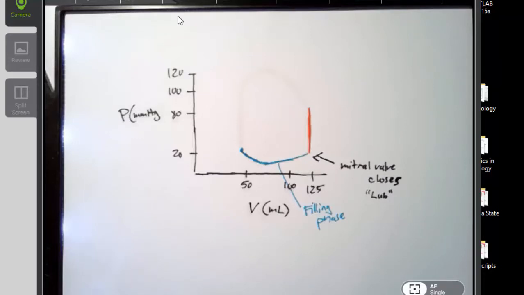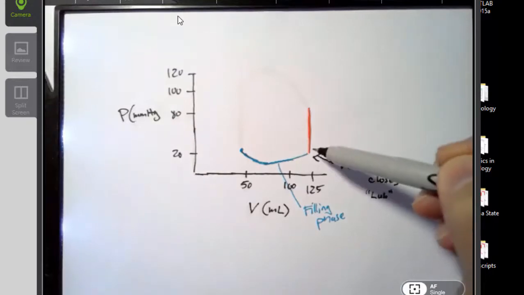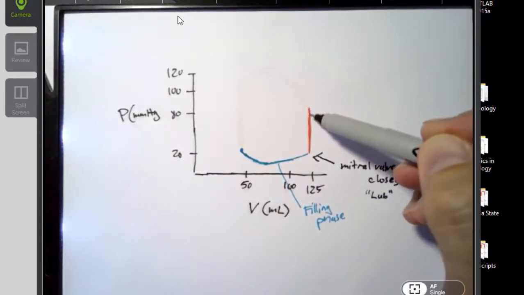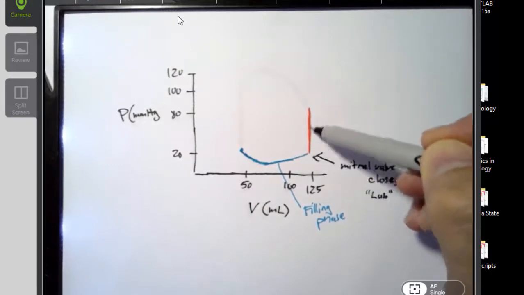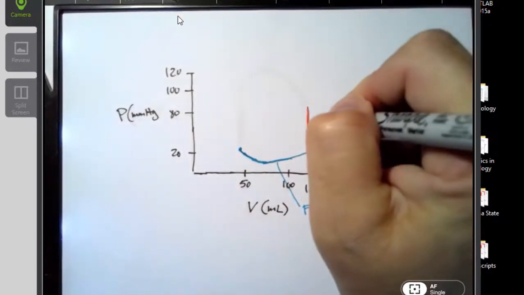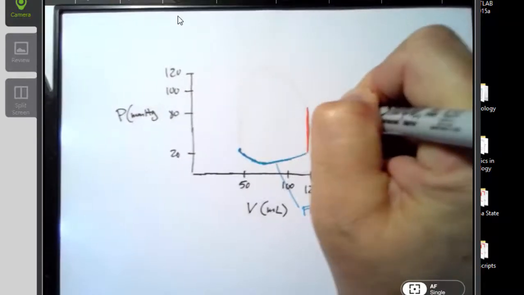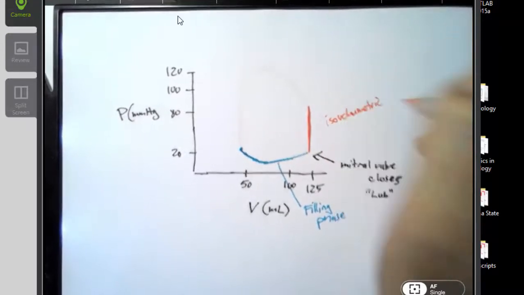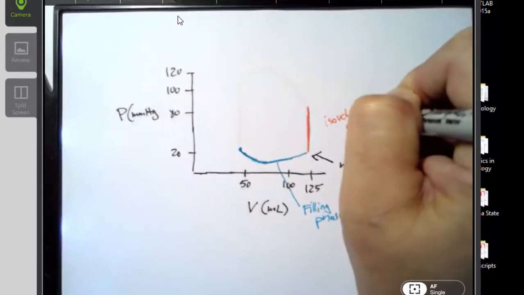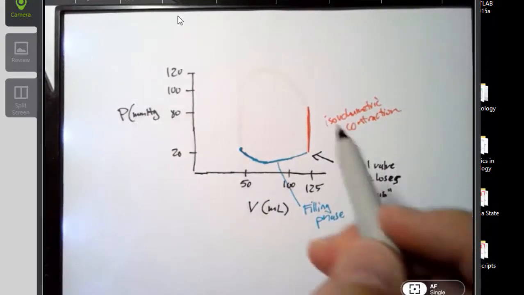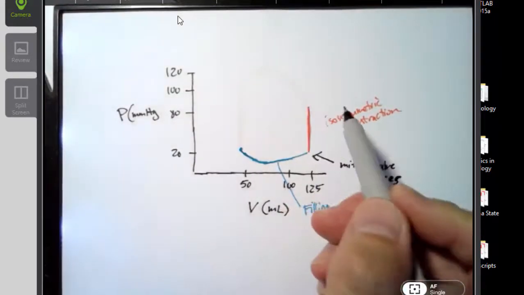So now the next thing, of course, is the pressure is increasing, but the mitral and aortic valves are closed, and therefore there's no change in volume. And so there's actually a name for this. This is called isovolumetric contraction. Okay, and that occurs up to the point in which the aortic valve opens.